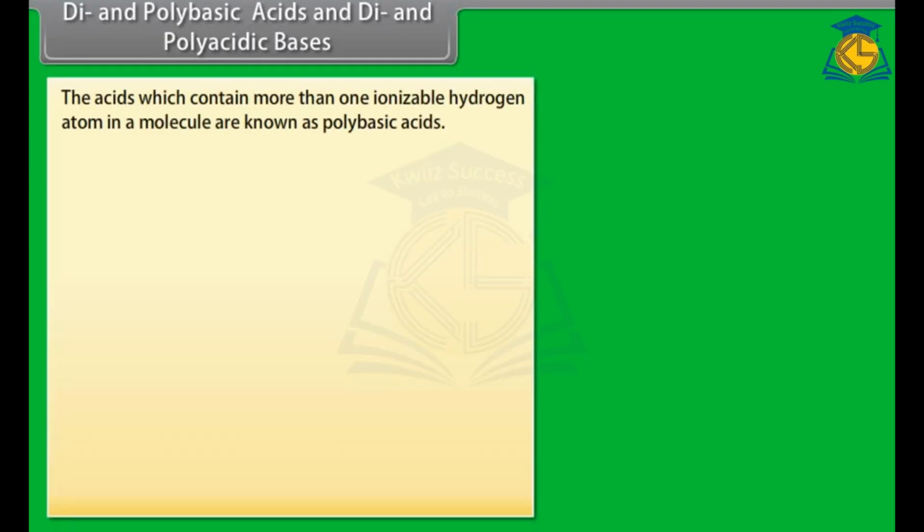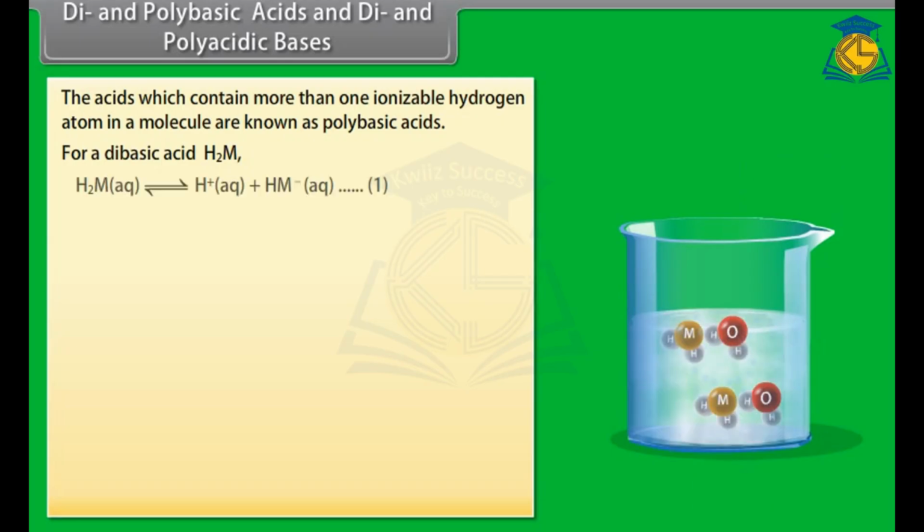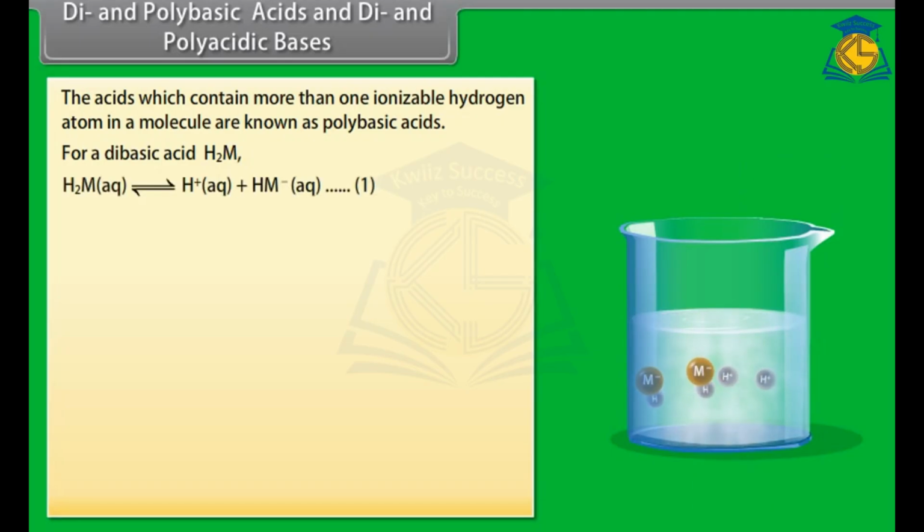Di- and polybasic acids and di- and polyacidic bases. The acids which contain more than one ionizable hydrogen atom in a molecule are known as polybasic acids. For a dibasic acid, H2M, name it as reaction 1. Name it as reaction 2.